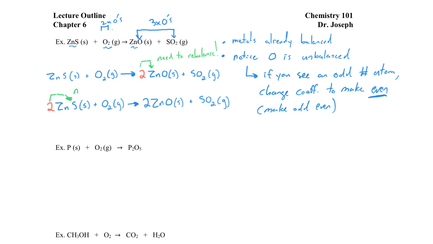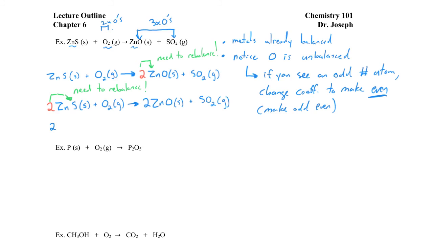Now notice when we rebalance zinc, it affects sulfur. And this brings me to another general tip. When you put a coefficient in front of something you're rebalancing, like the zinc here, it often affects something else that is in the same compound. That's the chain of events that you will follow. So if you change one thing and it affects another thing at the same time, that's what you should rebalance next.